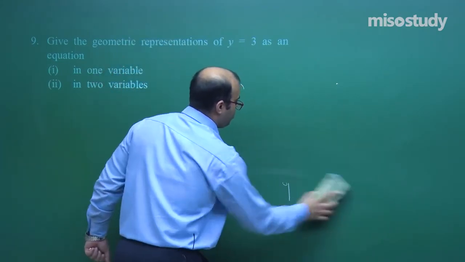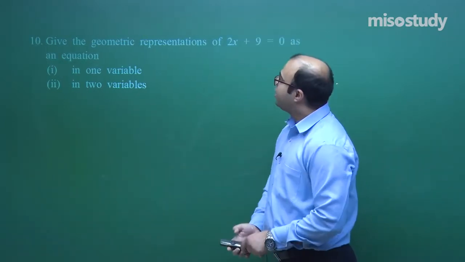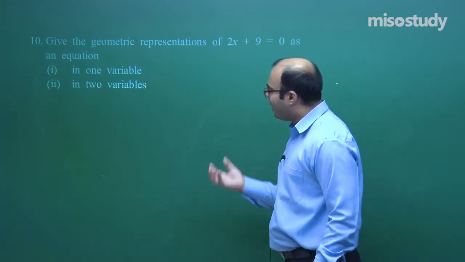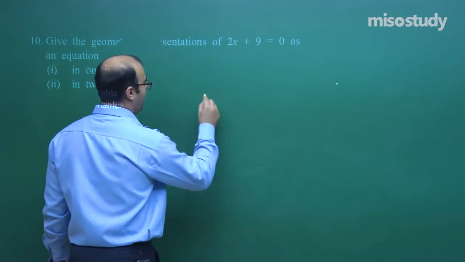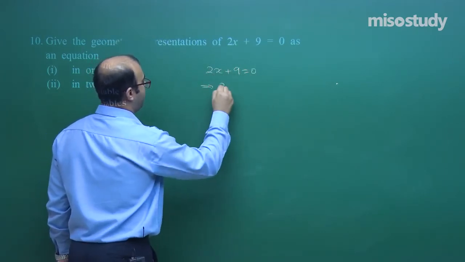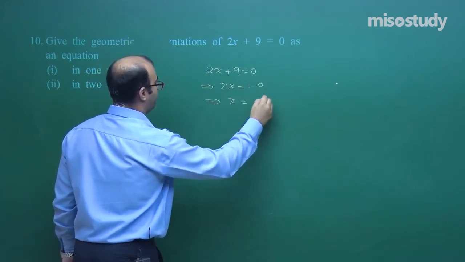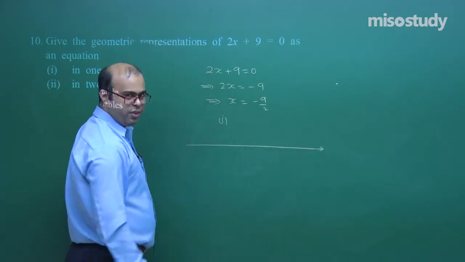Let us come to the next question, last question. This question says, give the geometric representation of 2x plus 9 equal to 0 as an equation in 1 variable as well as in 2 variables. Similar question. So for 1 variable, first let us write it like this. 2x plus 9 equal to 0 means 2x is equal to minus 9, which means x is equal to minus 9 by 2.